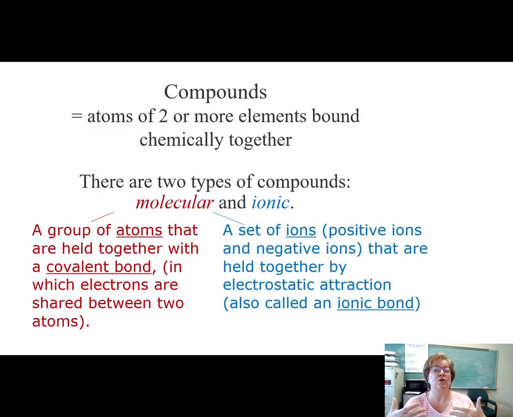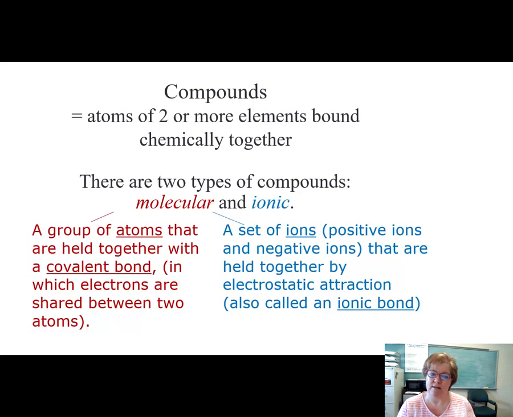Again, don't forget that a couple of chapters ago we talked about compounds being atoms of two or more different elements bonded together. So I have to have at least two elements and a bond, but they also have to be atoms of different elements. And there are two types based off of those two bonds that we just talked about.